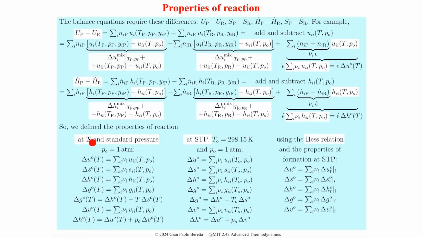This is for a generic temperature T. At standard temperature and pressure, the temperature is also fixed. We drop the symbol function of T, and for simplicity, by convention, if there is no dependence on T, it means that we are at T naught. So the naught here has two meanings: pressure and temperature are both at standard values.